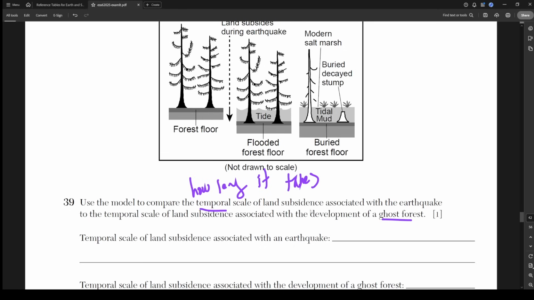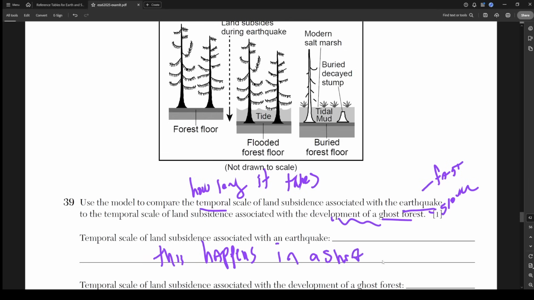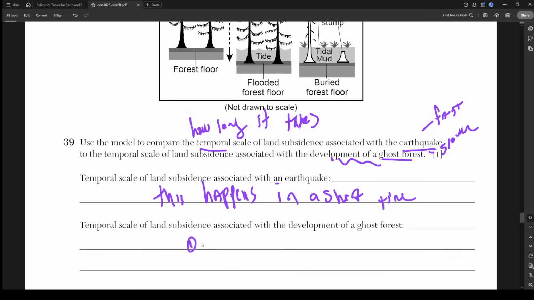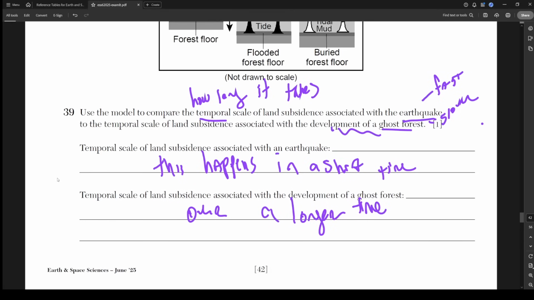So if you're comparing an earthquake to the development of a ghost forest, the earthquake happens instantly. It's very fast. A ghost forest happens slower. That's an over time thing. Temporal scale of land subsidence with an earthquake, this happens fast. You could say in a short time. And then the development of a ghost forest is going to happen over a long time. You could even say a longer time, just so you can keep comparing them to one another. That's it. I thought that was easy. So 3 out of 10 normally, +1 fatigue, 4 out of 10.